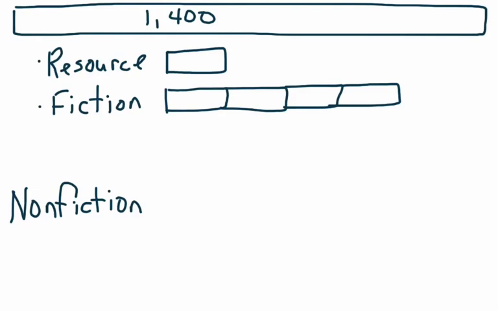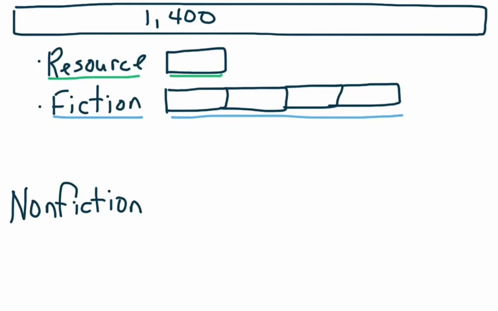Okay, so you can see I already started a tape diagram to show the total of 1,400 books. Then our problem says that he knows the library has 4 times as many fiction books as resource books. So here I have fiction, and I have 4 blocks. And here I have resource, and I have 1 box. Okay, so that's showing 4 times as many.